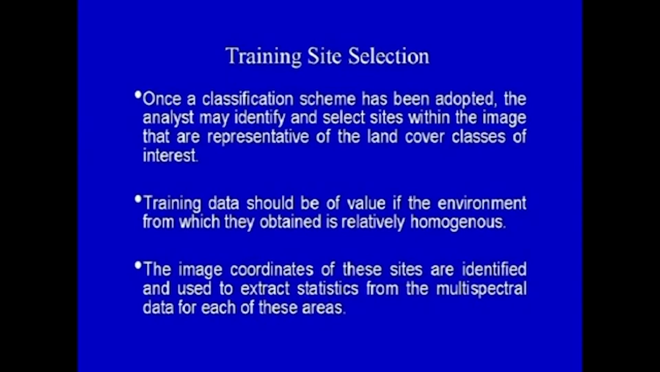Having decided the land use land cover classification scheme, the next task is training site selection. Once a classification scheme has been adopted, the analyst may identify and select sites within the image that are representative of the land cover classes of interest. Training data should be of value if the environment from which they are obtained is relatively homogeneous. The image coordinates of these sites are identified and used to extract statistics from the multispectral data for each of these areas.